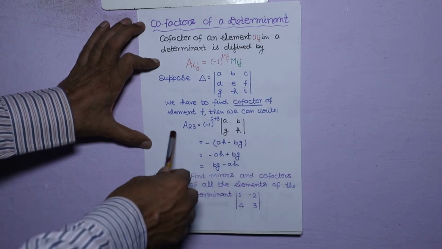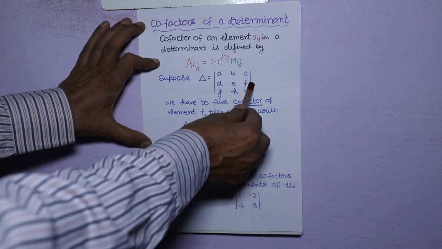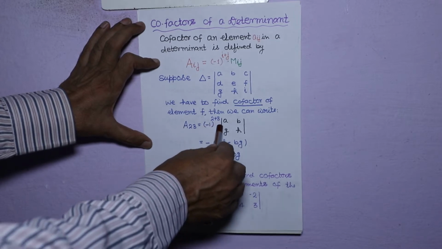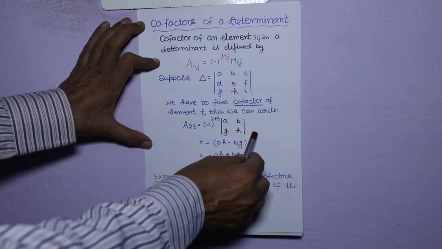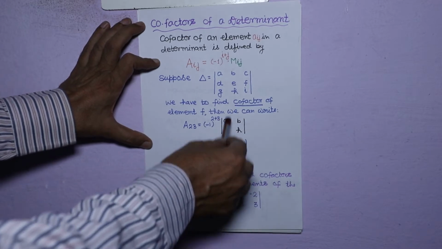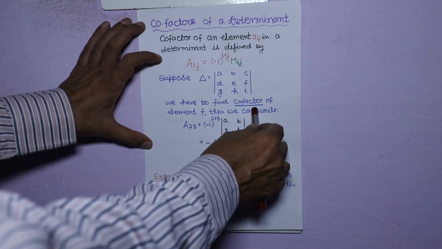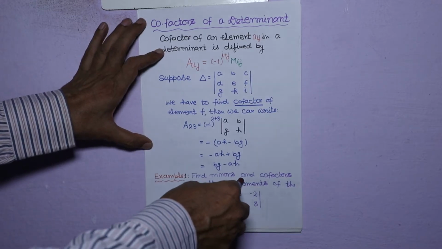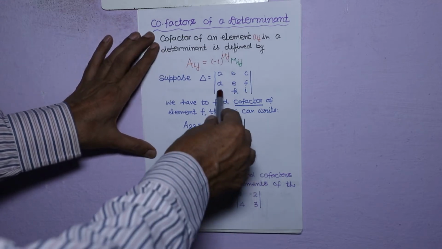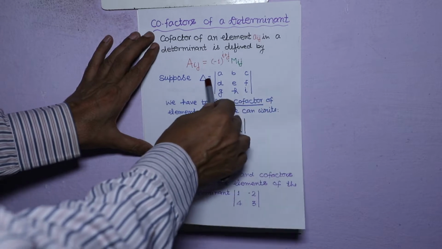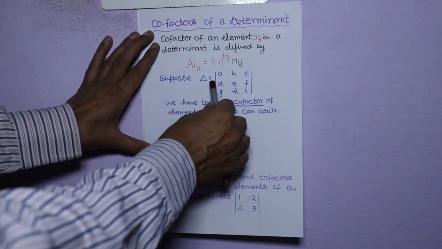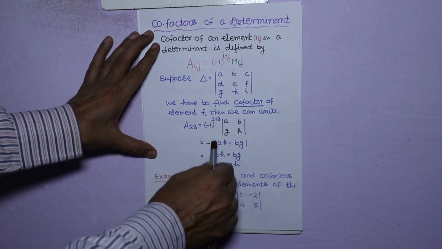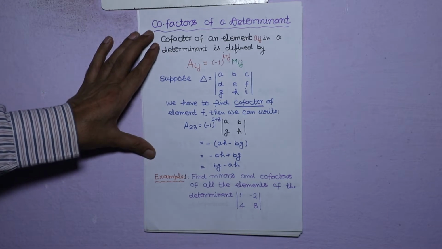Suppose determinant is given as a, b, c, d, e, f, g, h, i. Suppose we have to find cofactor of element f, second row, third column. So A23 is minus 1 to power 2 plus 3, and the minor obtained by deleting second row, third column, so a, b, g, h. So for the cofactor of element f, a, b, g, h gives ah minus bg. So minus times of ah minus bg, that is the cofactor.